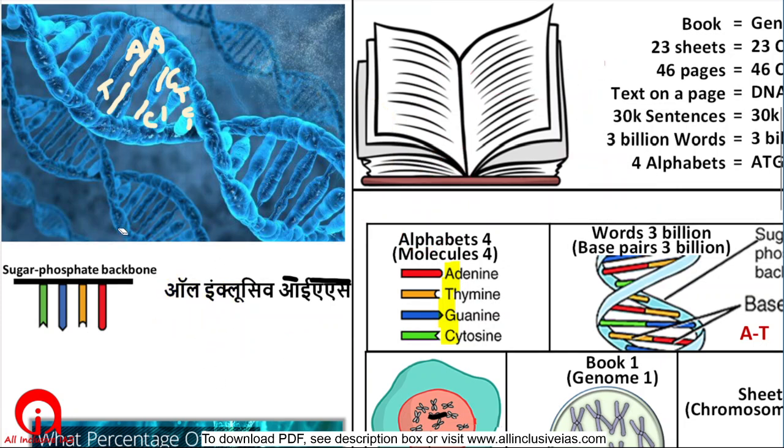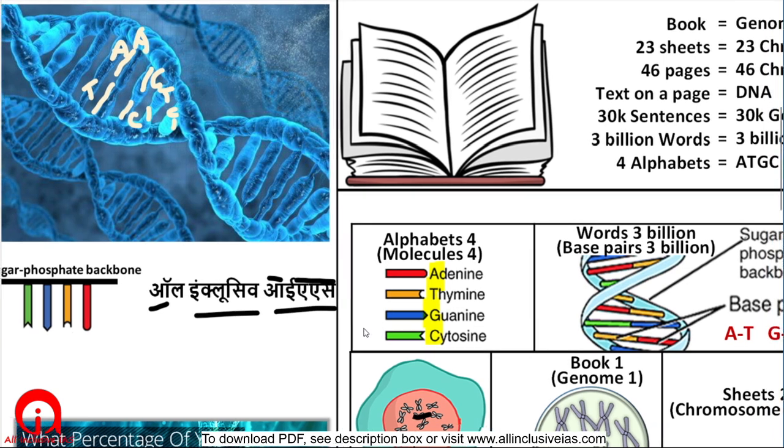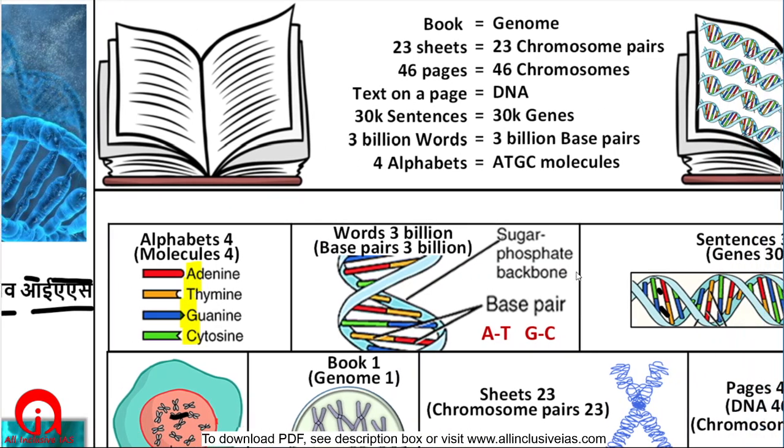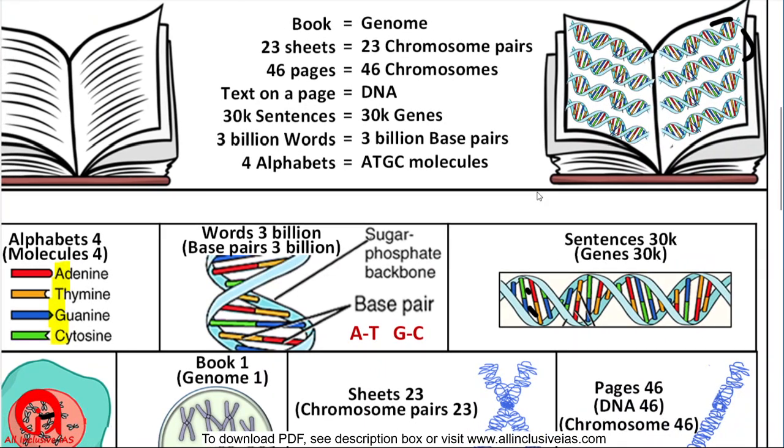Now once we have got the words, so this is a word, all inclusive is another word, this is another word. So these words are base pairs. Base pairs are not unique. Words get repeated in the book, right? But words combine to form sentences, and sentences are unique.